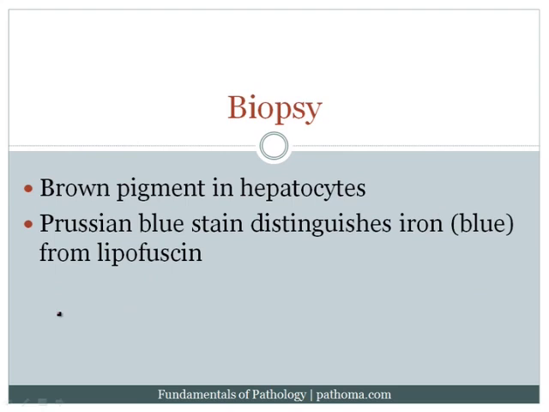When you suspect hemochromatosis, you'll perform a biopsy, usually of the liver, and you'll see a brown pigment within the hepatocytes. Now again, remember that when you have a brown pigment in the hepatocytes, there's a couple things that it could be. For example, the brown pigment could be lipofuscin, which is a wear and tear pigment that would be present within the liver cells. It could also be iron from hemochromatosis. And so one way by which we can make the distinction is to do a special stain called a Prussian blue stain. The Prussian blue stain will turn iron blue, but will not mark the lipofuscin, i.e. the lipofuscin will remain brown.